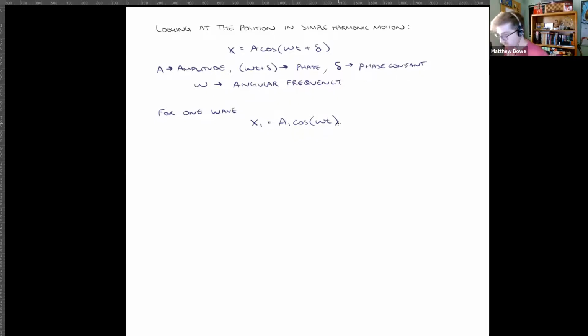But then for 2, if we have 2 waves mapped onto the same grid, then we need to know where they're positioned relative to each other. This is omega t plus, right, there we go.